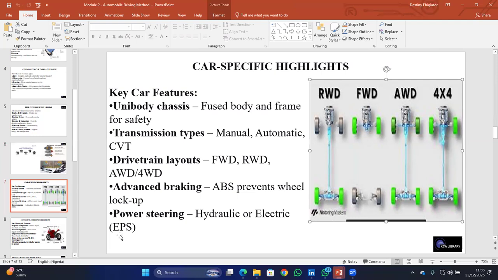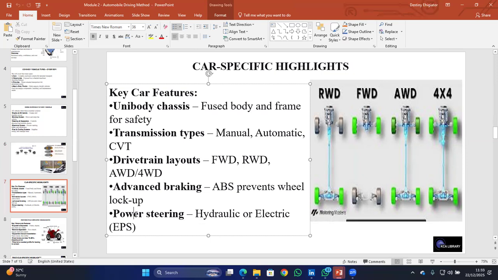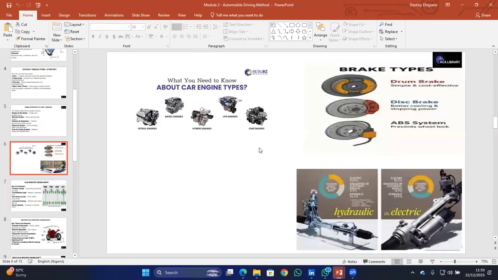Then we have advanced braking. The ABS prevents wheel lockup. Then we have power steering, that is hydraulic or electric. That's hydraulic or electric.